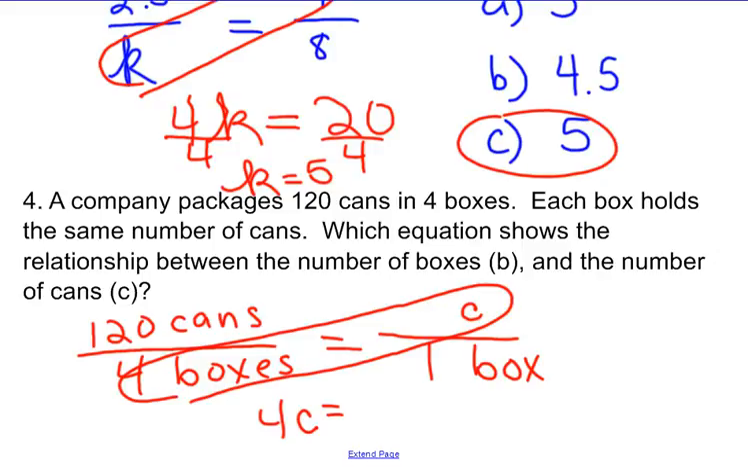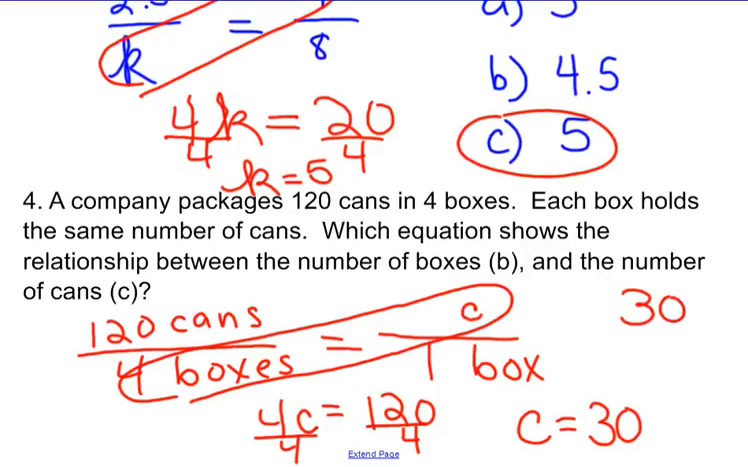4C equals 120. If we divide each side by 4, because we want to know just the C, we'll see that C equals 30. Let's put that back into our equation. There are 30 cans in one box.